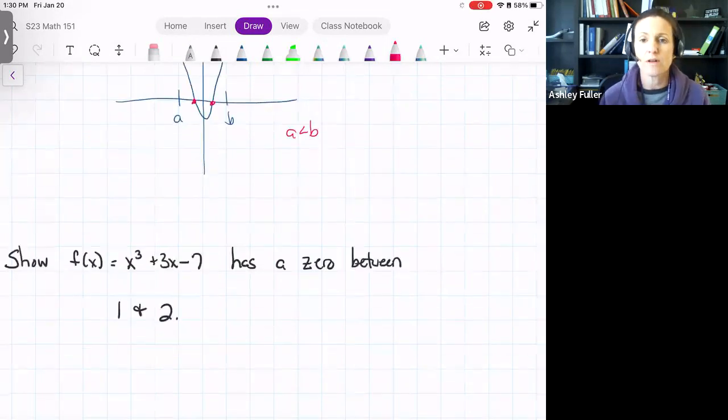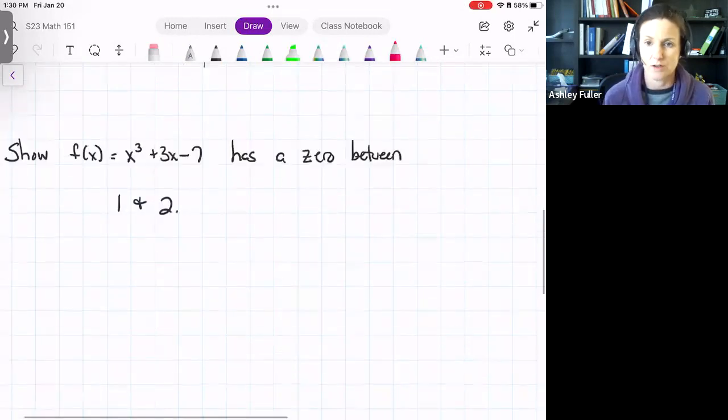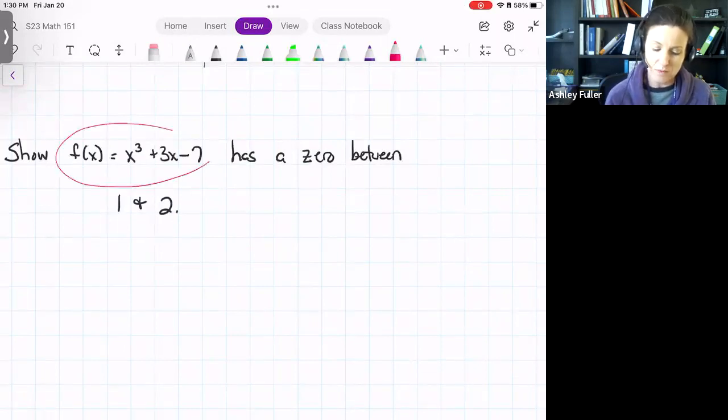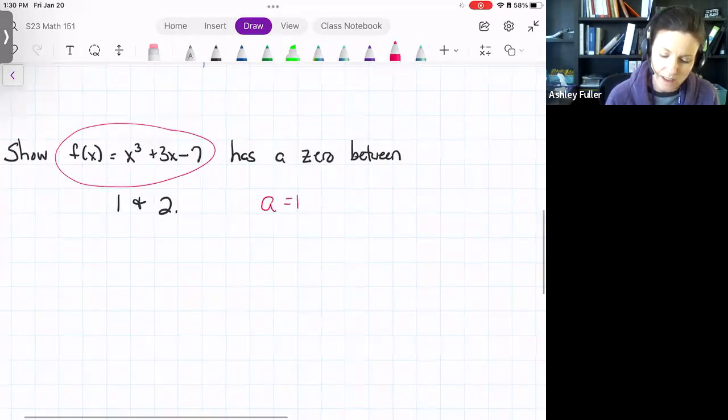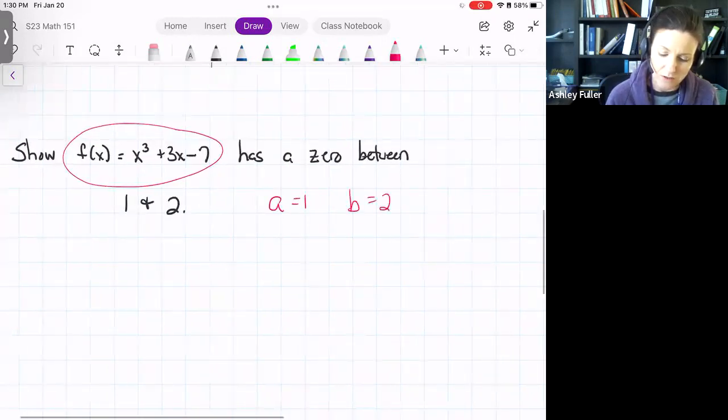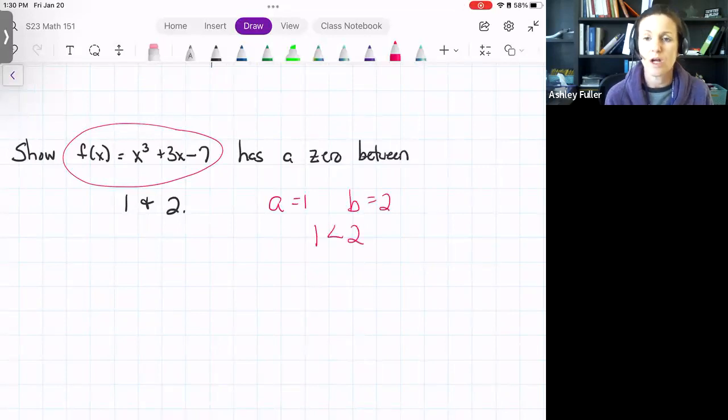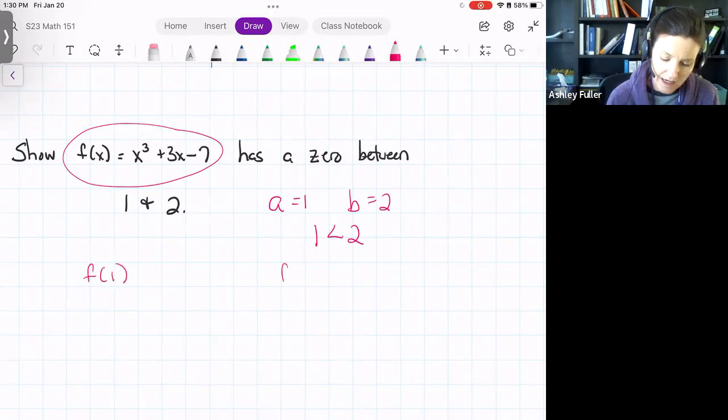We want to show that f of x equals x cubed plus 3x minus 7 has a 0, or a solution, between 1 and 2. We're going to do this using the intermediate value theorem. We have a continuous polynomial, which tells us we can use it. We have an a equal to 1 and a b equal to 2, and 1 is less than 2. So all we have to do is show that f of 1 and f of 2 have different signs.